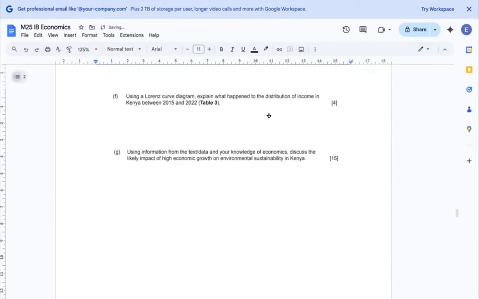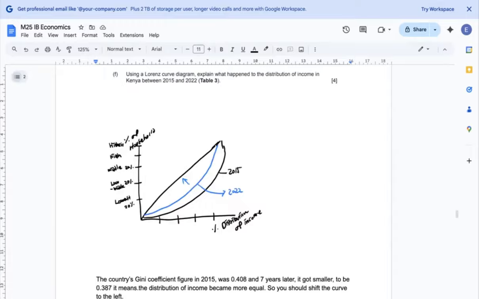Question F. Using a Lorenz curve diagram, explain what happened to the distribution of income in Kenya between 2015 and 2022. The country's Gini coefficient figure in 2015 was 0.408, and 7 years later, it got smaller to be 0.387. It means the distribution of income became more equal. So you should shift the curve to the left.